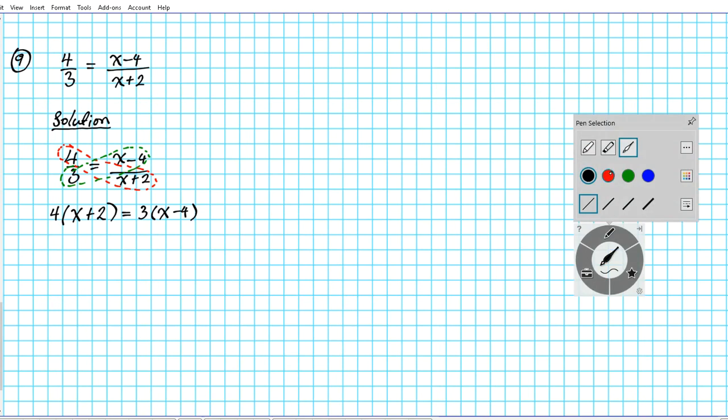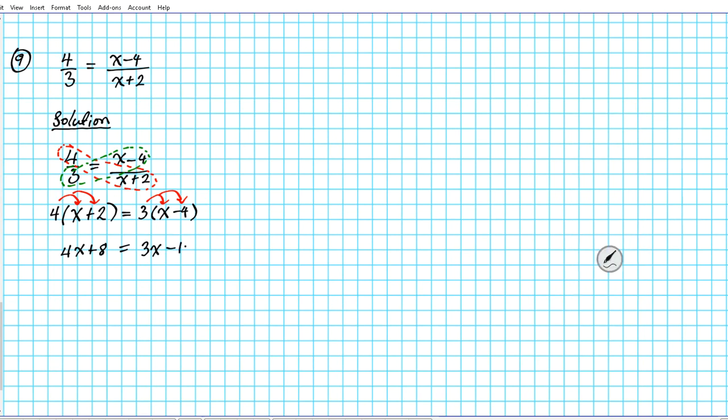Alrighty, let's go ahead and distribute to simplify. So 4 gets distributed to x and 2, and then 3 gets distributed to x and negative 4. So if we distribute on the left side, we're going to have 4x plus 4 times 2 is 8 equal, on the right side distributes 3x, positive 3 times negative 4 is minus 12.